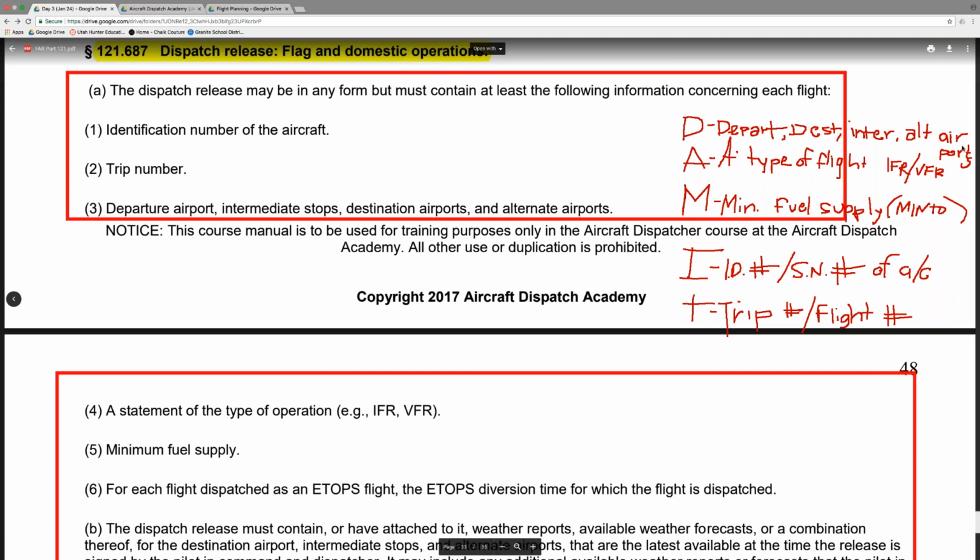Okay. Then what we'll say here at the end, the last part of this FAR is W. So weather, so WX stands for weather, is attached.